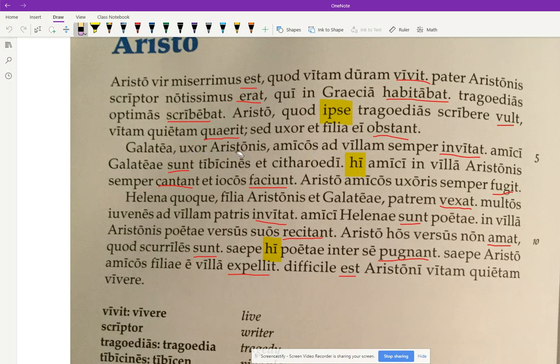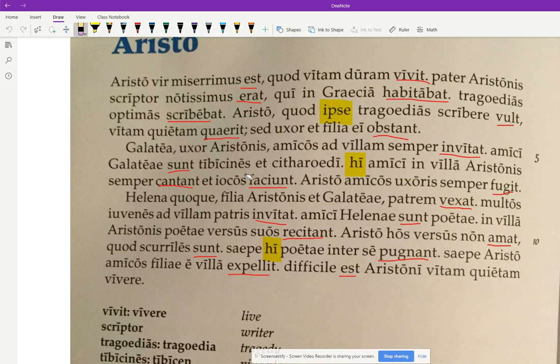So Galatea, the wife of Aristo, amicos ad villam semper invitat. So the verb is invitat, so she invites, and the subject, of course, was Galatea. So Galatea, the wife of Aristo, invites, she semper invites, she always invites the direct object, which is not villam, that's the object of a preposition, but amicos. She always invites friends to the house. And amicos, friends, remember, that could be a mixture of males and females. It doesn't have to be all males. The only thing I know for sure is that it's not amicas, and so it's not all female. So it could be a mixture of males and females. So she always invites amicos, friends, ad villam, to the house.